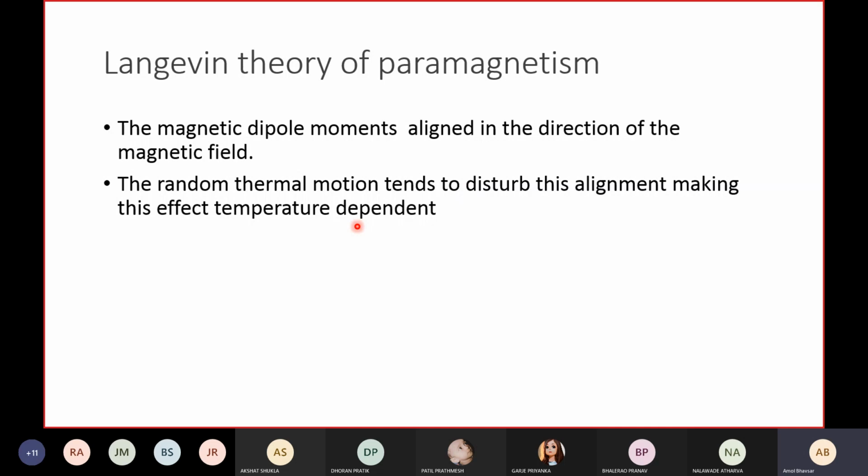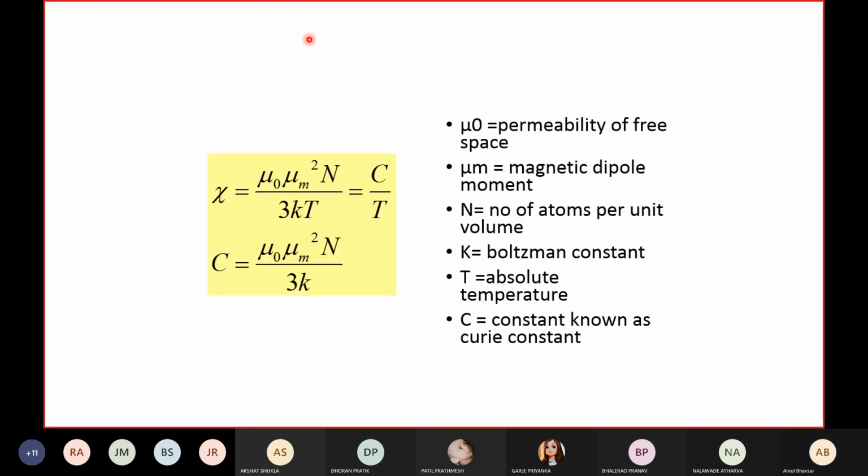So what happens if you increase the temperature of this material? This alignment gets disturbed. They are not aligned in a particular direction. It means their magnetism gets destroyed as soon as some external temperature is given to this material. So this is the disadvantage of paramagnetic material. The magnetism will get destroyed as soon as some external temperature or heat is applied. That's why this is the disadvantage of this material. What is the equation for this?